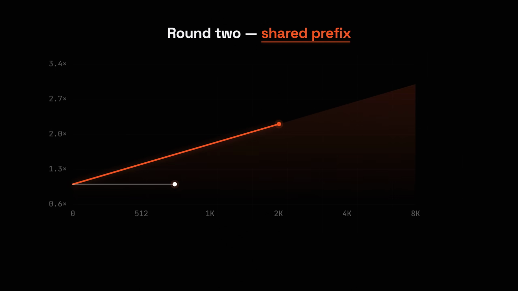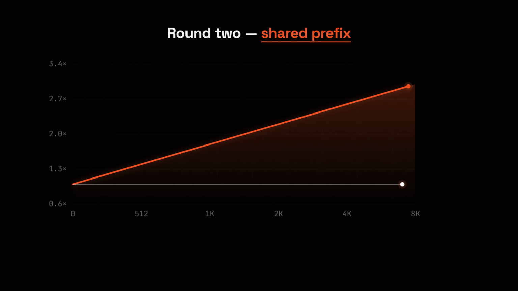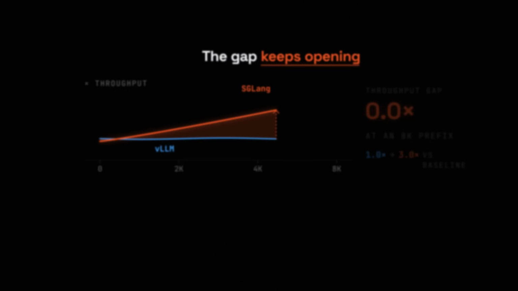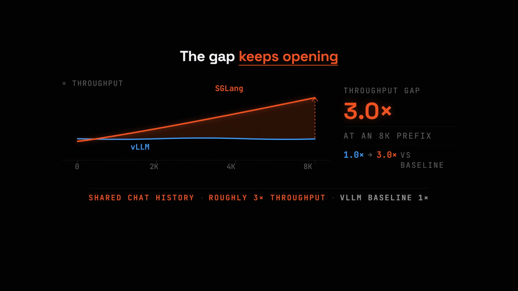Round 2, give every request the same long system prefix, the way a real agent or chat app does. Now SGLang's line climbs away from vLLM as the shared prefix grows because it skips the prefill the others keep repeating. The longer the shared context, the wider the gap opens. This is the curve the whole video is about.